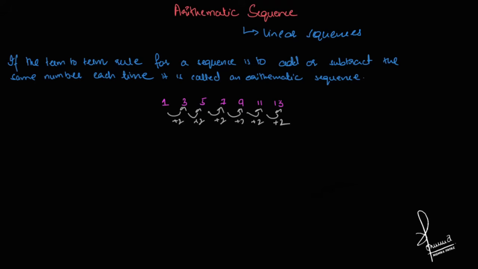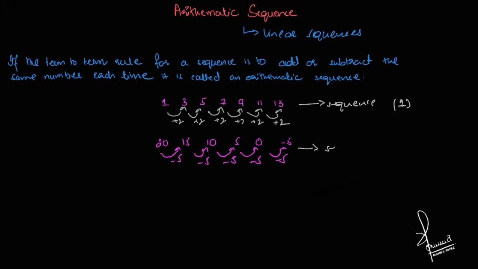Another example can be this sequence over here. ठीक है, इसमें क्या हो रहा है? इसमें हर अगली term is 5 less than the previous term. So you are subtracting 5 from each term to get to the next term. This is also an arithmetic sequence. How? Because you're subtracting the same number each time to get to the next term. Now let's say this is sequence 1. ठीक है, and this is sequence 2, to be able to give a good reference in the coming part.